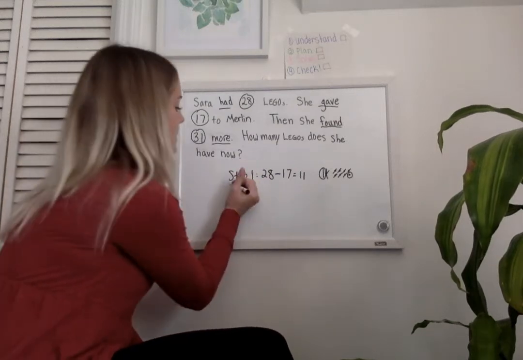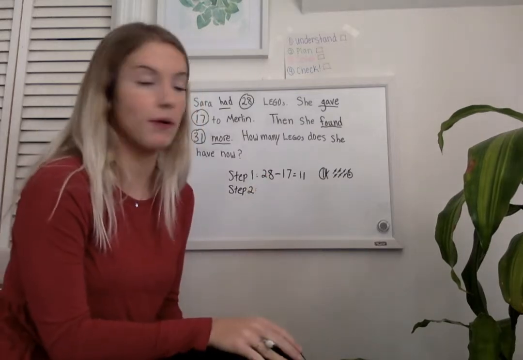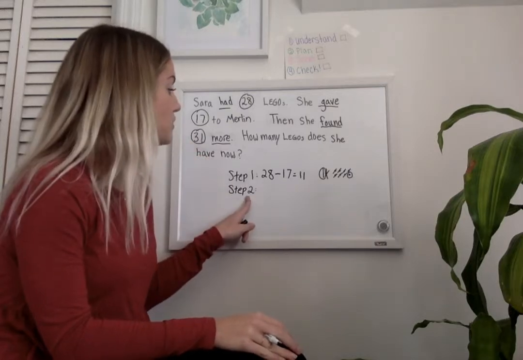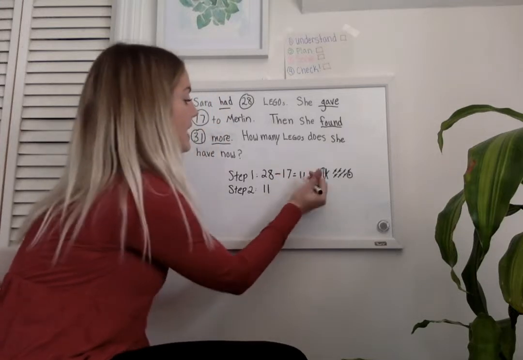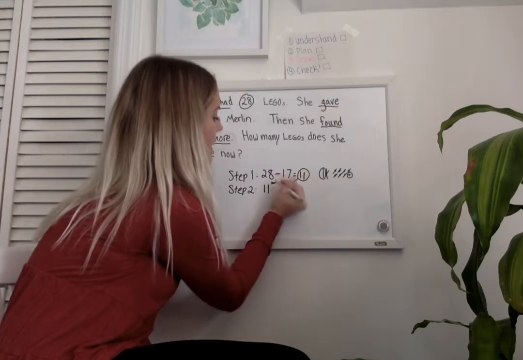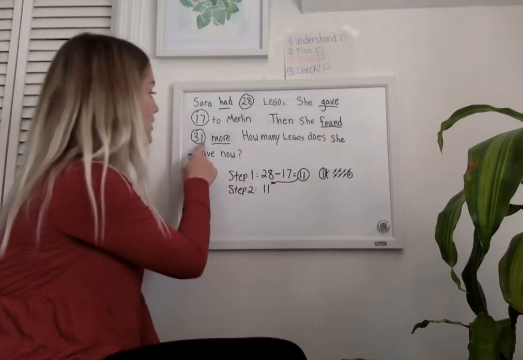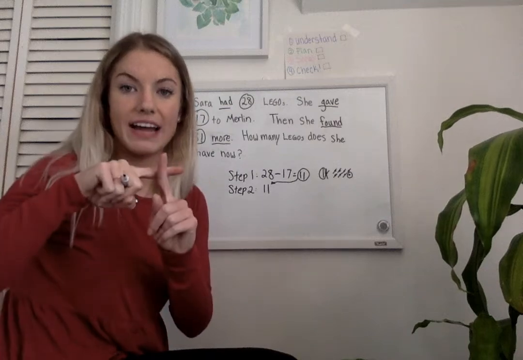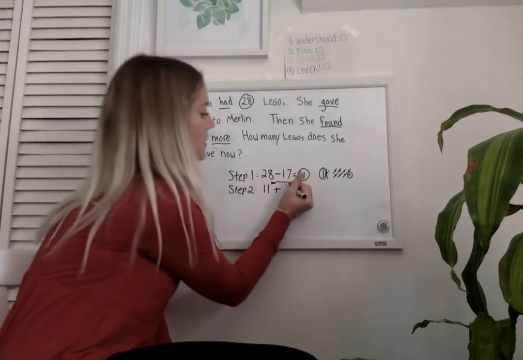So for step 2 then, this is very important. We already know that she found 31 more, but for step 2, we need to start with 11 because that's where we left off. So that 11 gets moved down to here where we start with. So that's how many she had. Then she found 31 more. So we already know the number needs to be bigger, so that means add. So 11 plus 31.